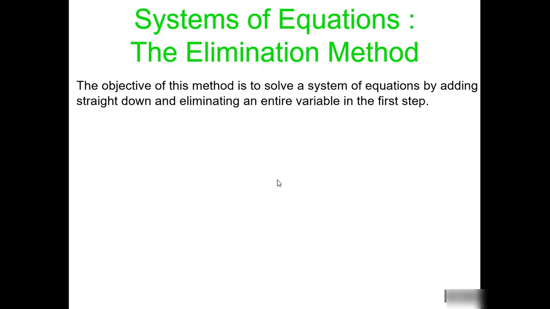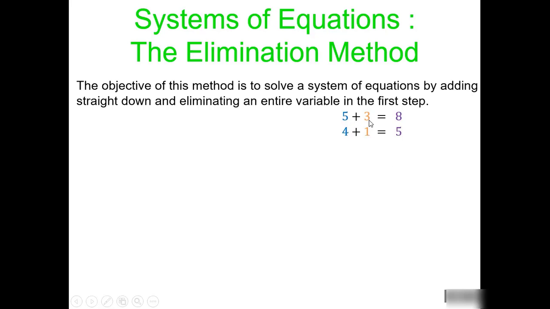In this lesson, we're going to learn about solving a system of equations with two variables by using another method called the elimination method. Now, the purpose of this method is to try to eliminate one of the variables right away in this first step. And I'm going to give a little example with numbers to show why this method would work.